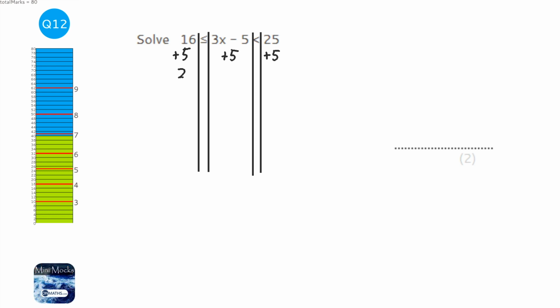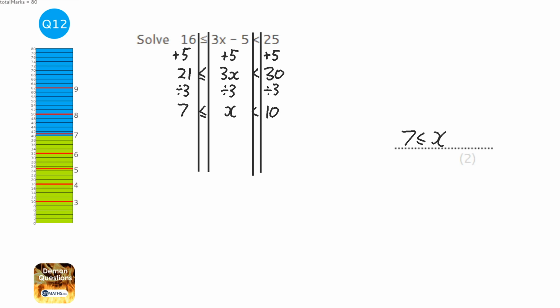So we're going to end up with 21 here, still got 3x there, and we're going to have 30 there. Now it's a 3x, so we're going to divide all 3 sides by 3 to get x on its own. So that's going to be 7, x, and 10. So my answer will be 7 is less than or equal to x, which is less than 10.